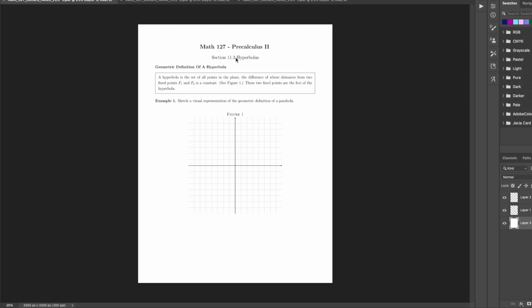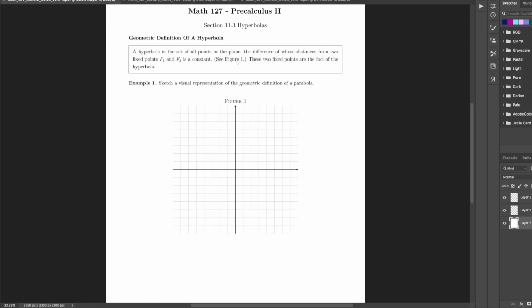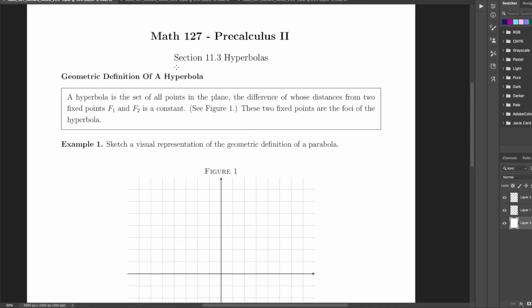We're in section 3.1, hyperbolas. I've heard it said a lot of ways. I'm probably saying it wrong, not gonna lie. So here, the definition of a hyperbola.